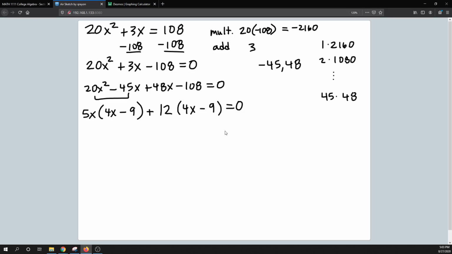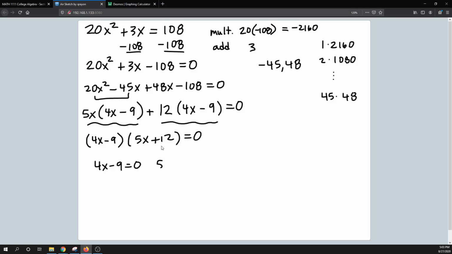All right, next up, factor by grouping, right? I'm going to pull out the 4x minus 9 out of these two terms right here. And if I pull a 4x minus 9 out of this first term, I'm going to get a 5x. And if I pull it out of this second big term, I'm going to end up with a plus 12, like so. All right, and so now I have this left side factored as much as possible. These can't be factored any further. And I've got 0 over on the right-hand side. So that tells me that either 4x minus 9 is 0 or 5x plus 12 is 0.